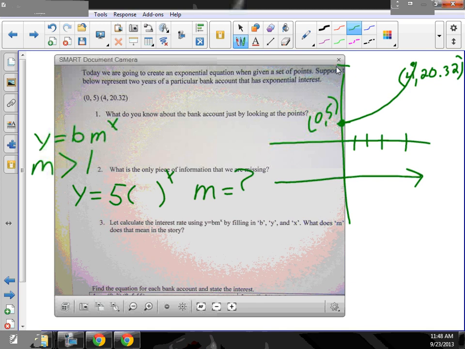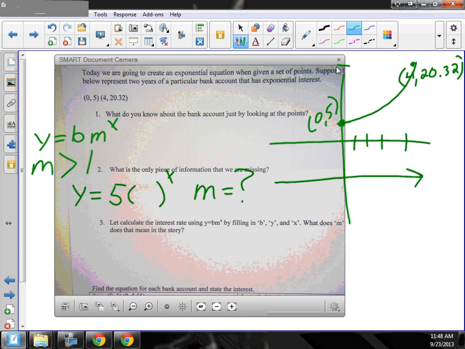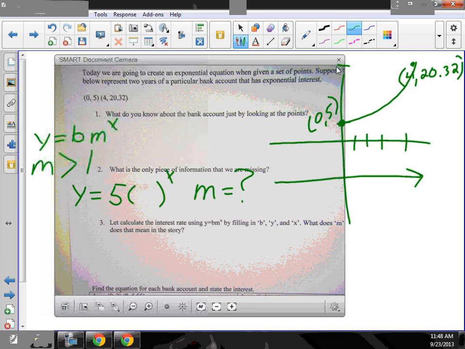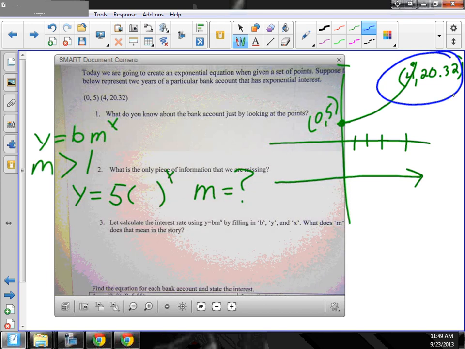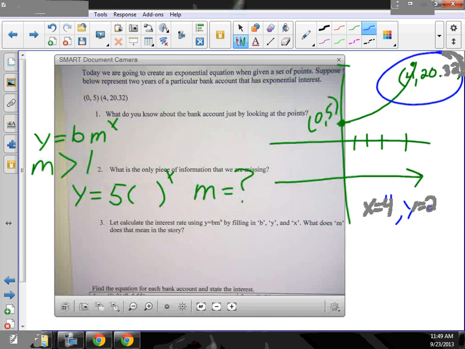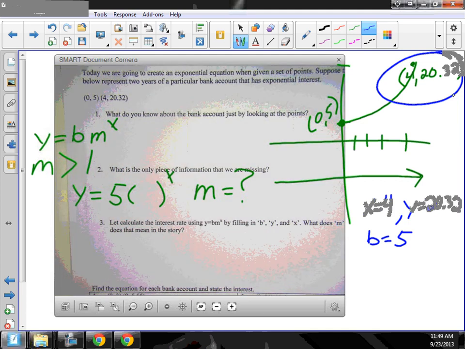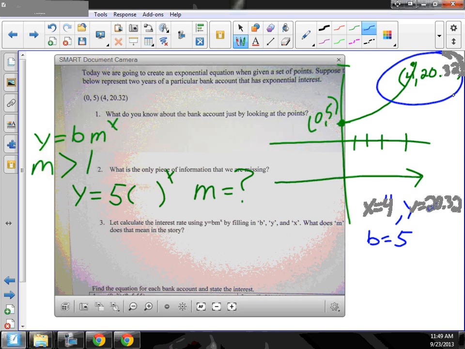which is unknown. Number 3, let's calculate the interest rate using y equals b times m to the x by filling in b, y, and x. What does m mean in the story? Well, it's sort of the interest rate. It's 100% plus the interest rate. So I do know an x value and a y value. I know that when x equals 4, y equals 20.32. And I also know that my b value is 5. I can use all of this information to calculate my m value so that I can write the equation.